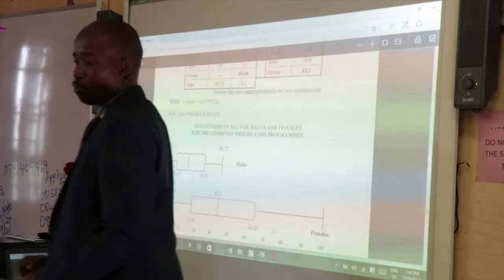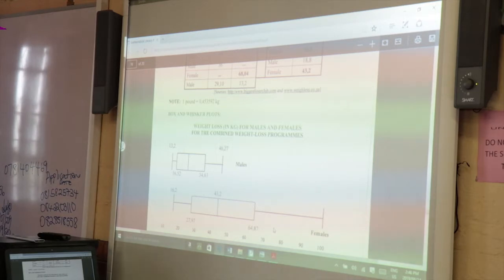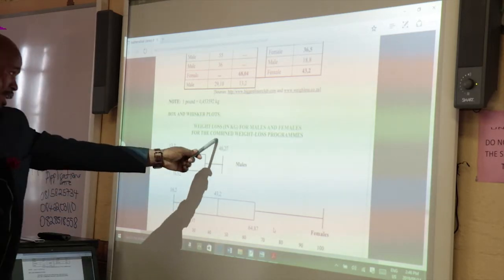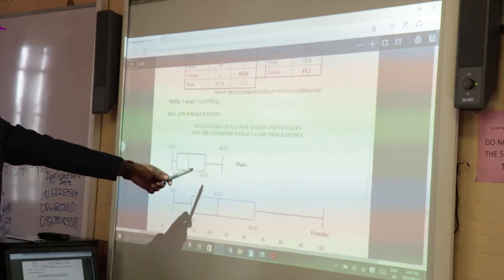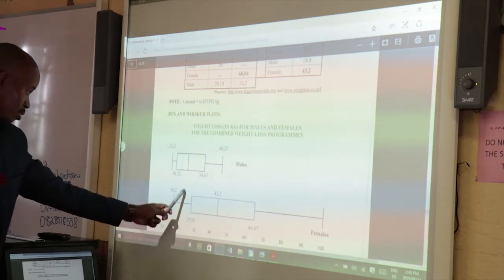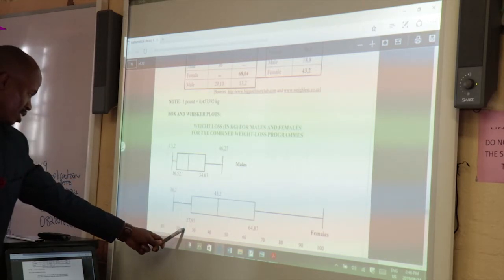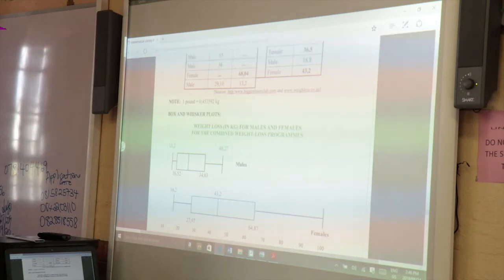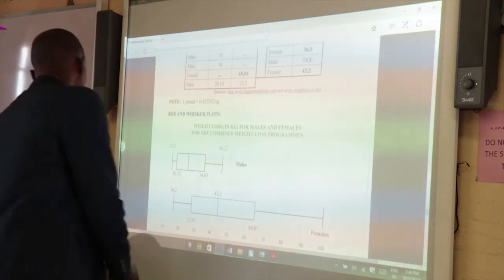Just by looking at the box and whisker, we can see that this is not true. But we have to verify, showing all calculations because of the instruction. This is for males, remember, combined weight loss, so this is for all males. As you can see, the median is below 10. So the statement is not true, but let us calculate because we need to show all calculations.